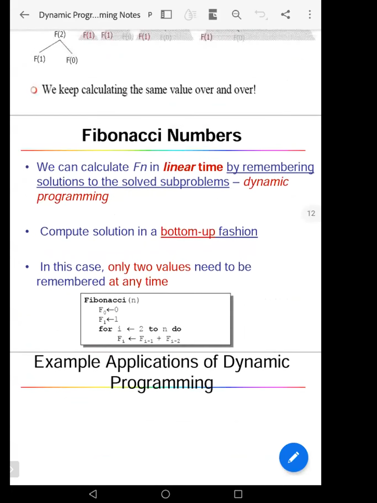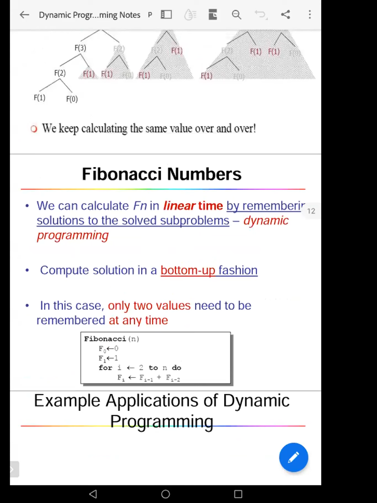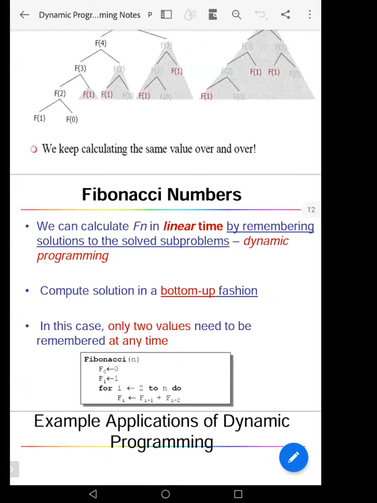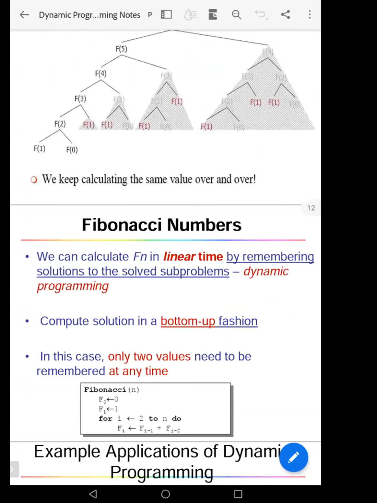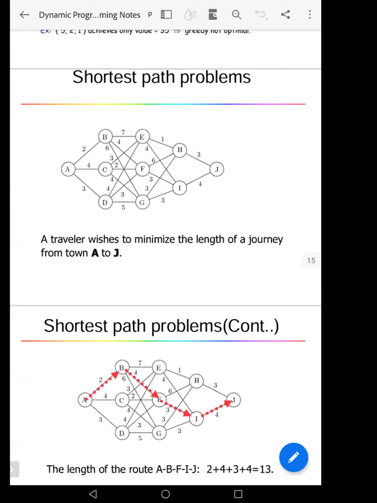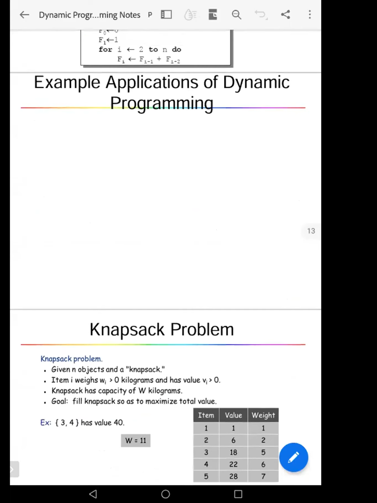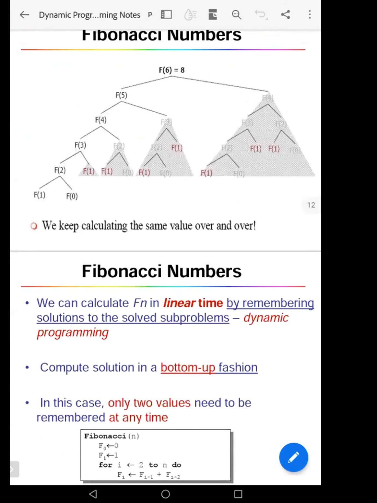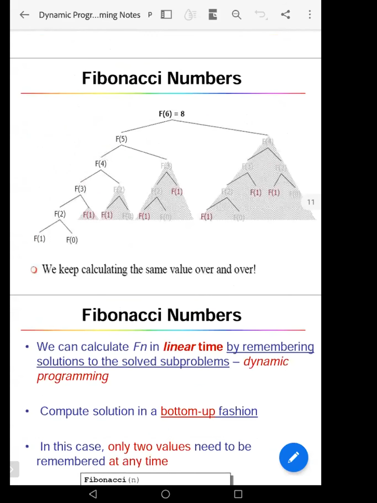So using the bottom-up fashion, we can calculate the Fibonacci number easily because we store the solution of each value or each subproblem. If you want to calculate F6, we should know F5. We calculate F5 only when we know F4. So in this way, we can calculate in the bottom-up manner.